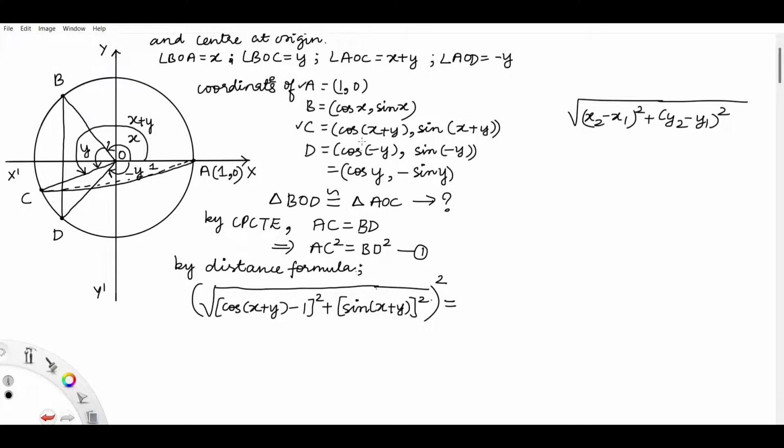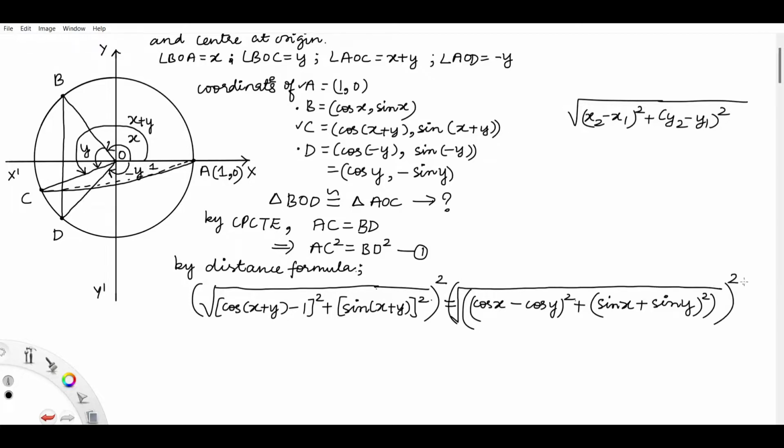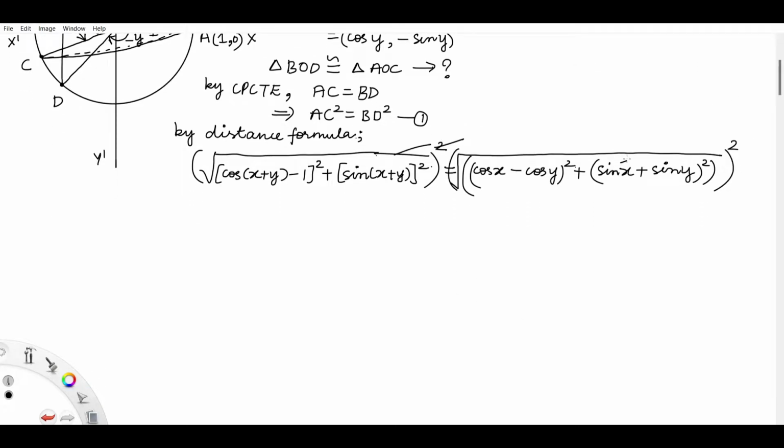Similarly, what is the distance of BD? We know the coordinates of B and D. I will take cos x as x2 minus cos y, the whole square, right? Plus sin x minus of minus sin y is going to give me plus sin y, sin x plus sin y the whole square, and this is under root, and this is again squared, right? It is BD square. Now here square and square root get cancelled.